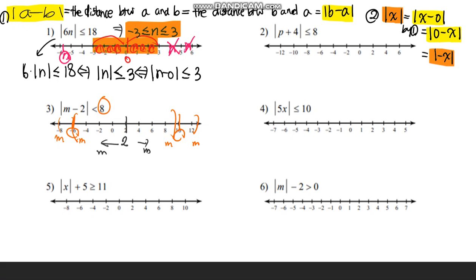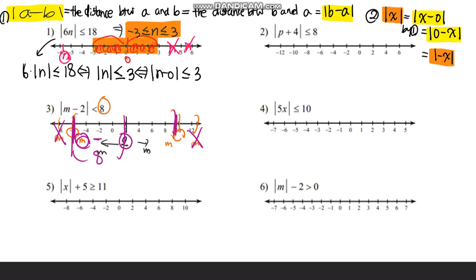What's your answer, man? So m is here, and then 2 is here. Then the distance between m and 2, right? Since the distance between -6 and 2 is 8, right? Therefore, m should be inside because the distance between m and 2 should be less than 8. So it cannot be outside here. Therefore, it is inside.